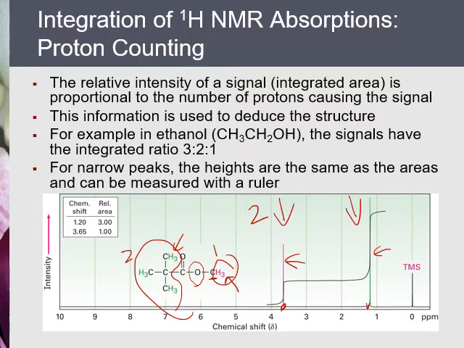Additionally, the intensity of these absorption peaks tells us the relative number of hydrogens of each type. The intensity is measured by integration, so this curve represents integration. The ratio of this integration is 3:1. That tells us that the ratio of the number of hydrogens of the two types is 3:1.